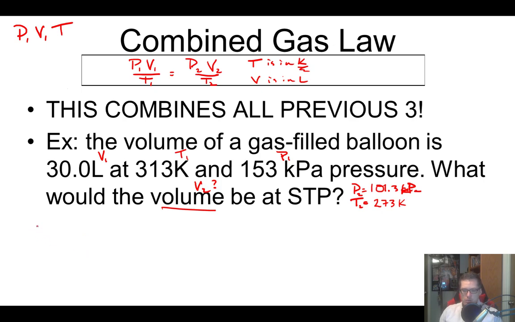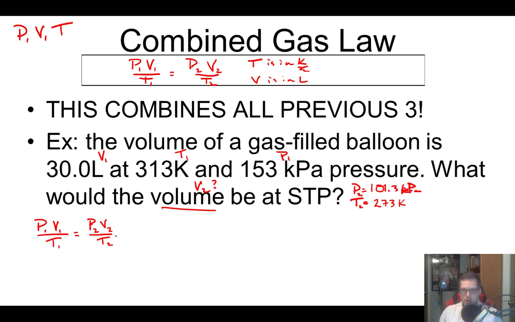So we're going to do the same thing now. Remember, this is going to be tricky at first when you start doing these. You have to really think through your algebra and what you're doing here. So P2 V2 over T2. Now, we are solving for V2, so that means we need to get V2 by itself.